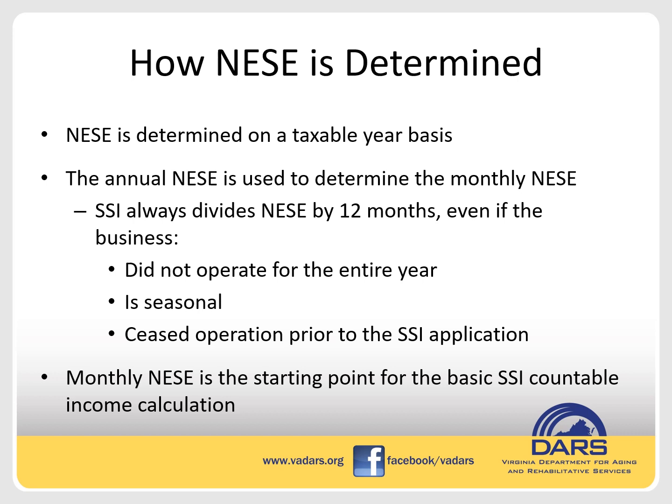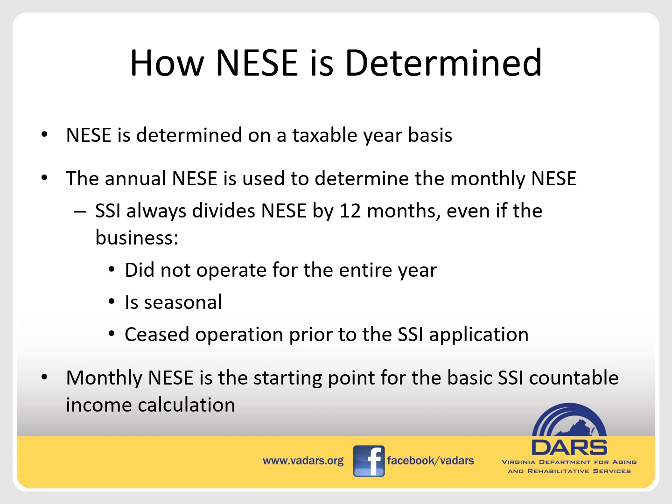It may be a seasonal business. An example of that would be somebody who mows lawns and does landscaping in the summer and then closes the business down in the fall. Or the business ceased operations prior to the person applying for SSI, but they had income in the past that needs to be used to calculate that SSI check.